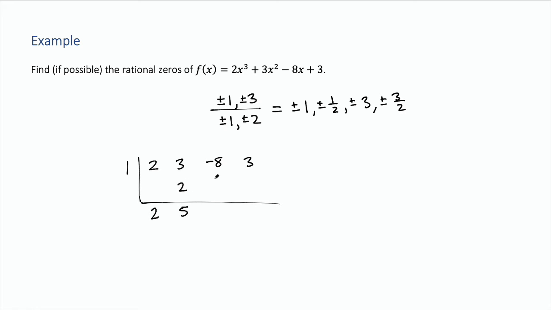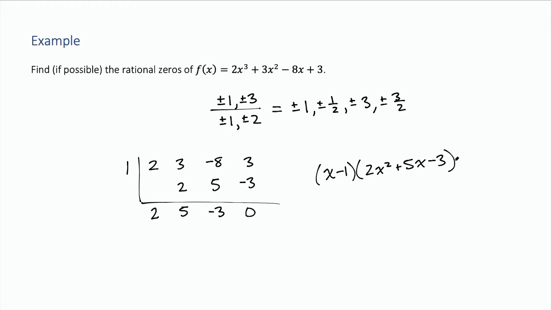5 times 1 is 5. Negative 8 plus 5 is negative 3. And negative 3 times 1 is negative 3. And 3 plus negative 3 is 0. And we got a 0 here, which means that 1 is a 0 of this function. So that means that x minus 1 is a factor. And what's left has these as our coefficients. So we've got a 2x squared plus 5x minus 3.